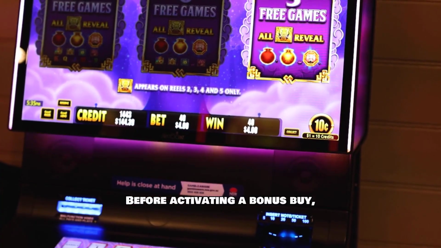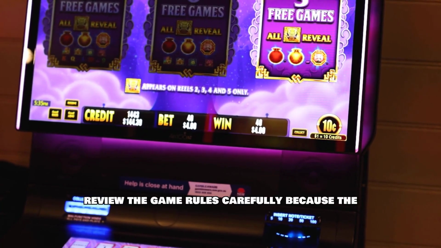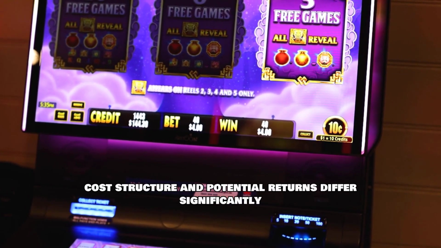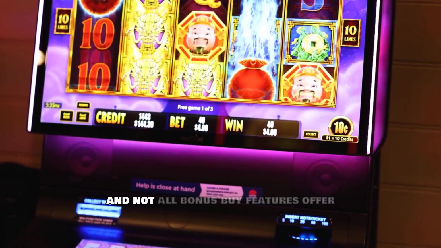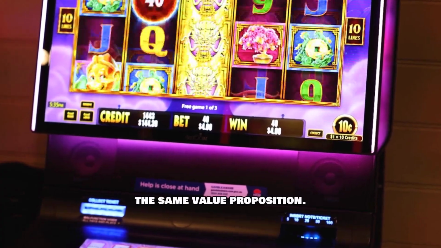Before activating a bonus buy, review the game rules carefully, because the cost structure and potential returns differ significantly from playing the game naturally, and not all bonus buy features offer the same value proposition.